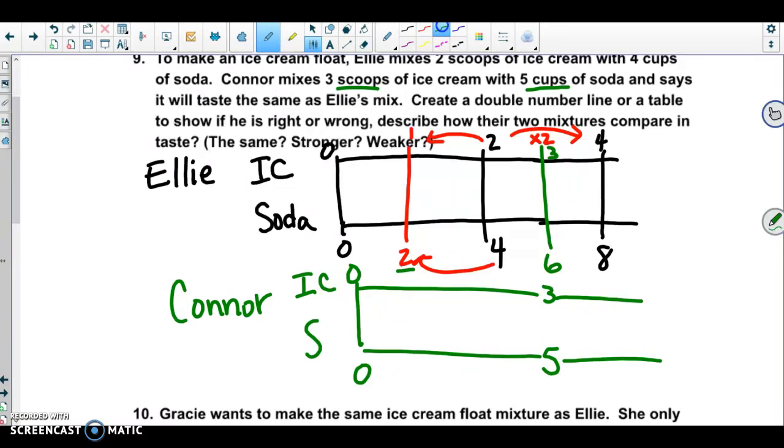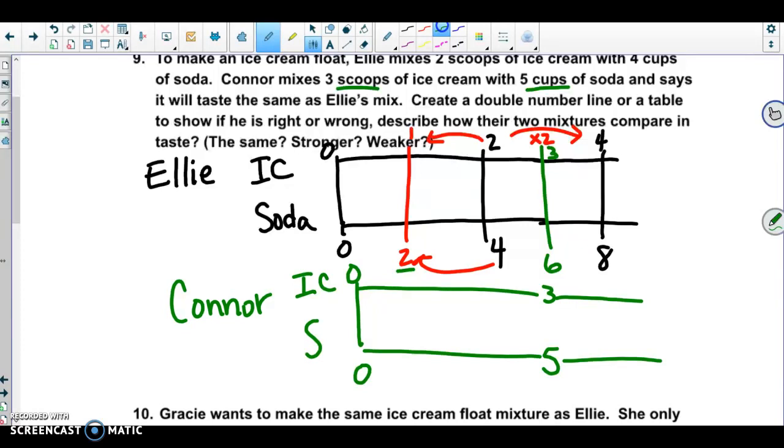Stronger, weaker? Well, it depends on how we're looking at it. In this case, I could say Ellie's would be more soda-y. It would taste more like soda. Whereas Connor's is going to be more ice creamy because it has more ice cream and less soda than what Ellie's has. So you could do either one of those comparisons.